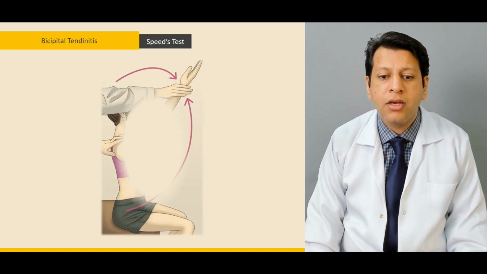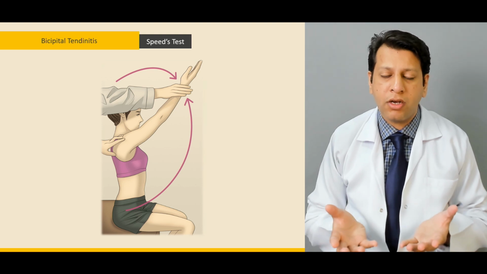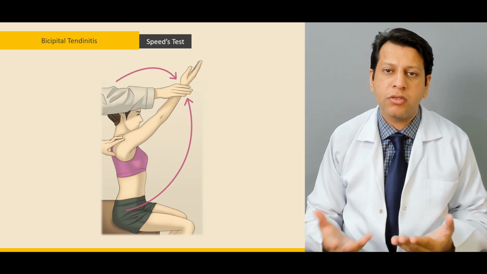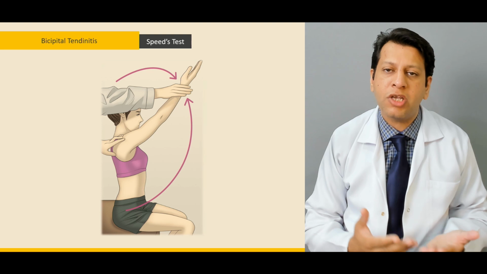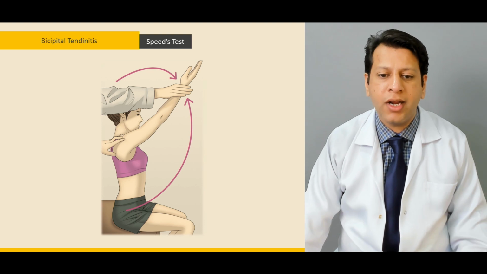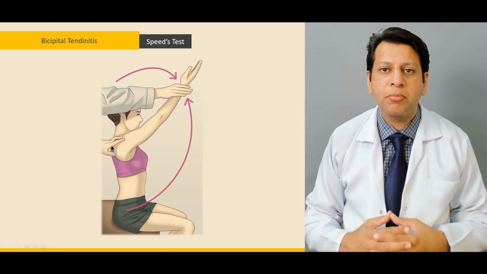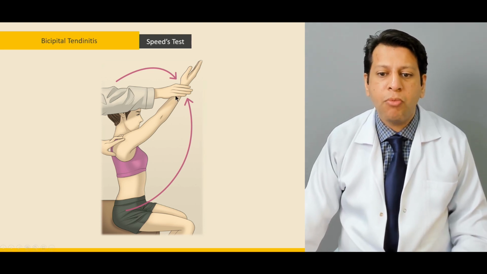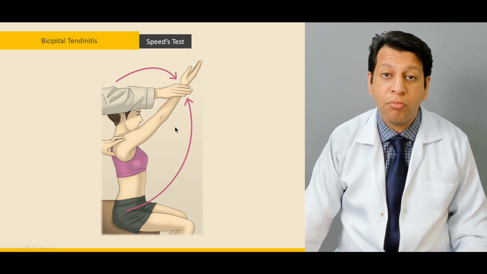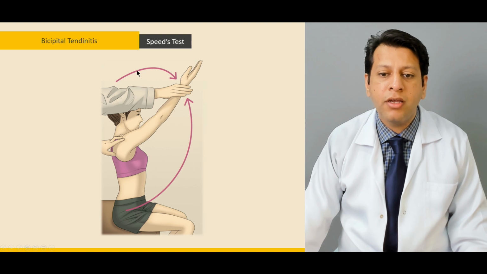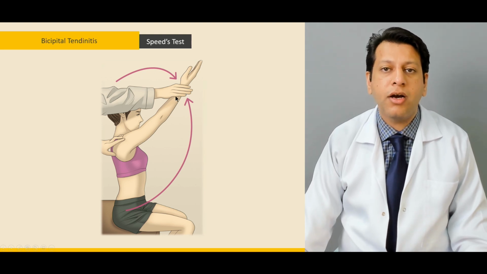The way to do it is that you ask the patient to comfortably sit on the couch. You can also ask the patient to stand up and do this test, depending upon your preference. But you need to stabilize the shoulder with one hand, usually the left hand. Ask the patient to forward flex the shoulder to almost 90 degrees, with the elbow extended and forearm supinated. This is important. The forearm should be supinated. Then you ask the patient to raise the arm from this 90 degree angle up above the head, and you resist it with your other hand.